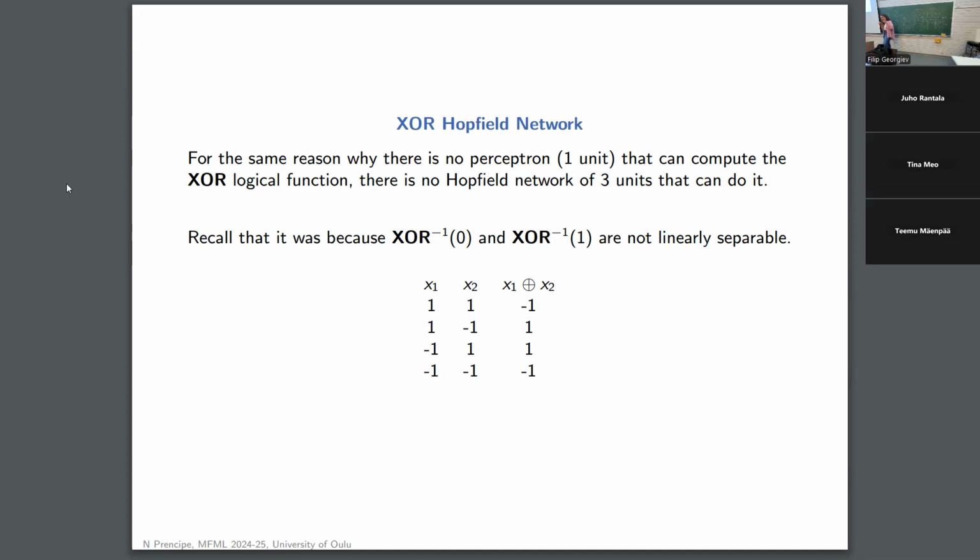A clamped unit is a unit that I decide not to update. So whenever I do random updates on my Hopfield network, I just don't do that for those units. And I showed that the Hopfield network was computing the OR because the stable states of the network were the lines of the truth table of the OR.